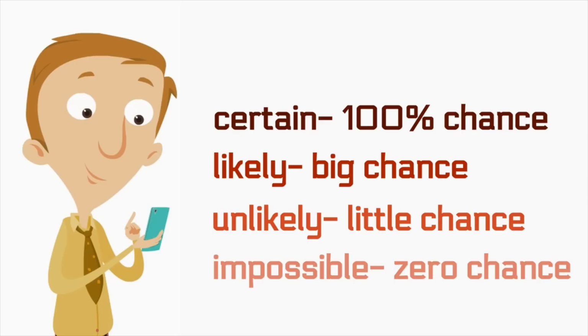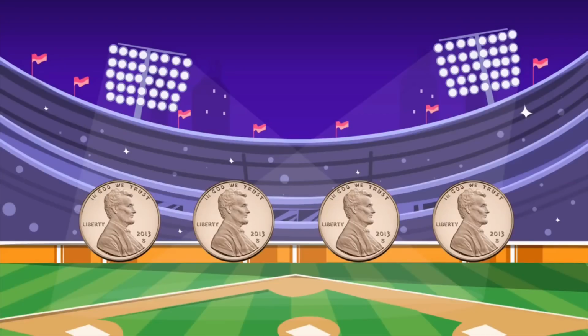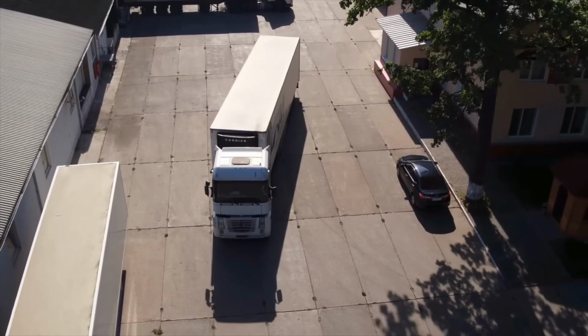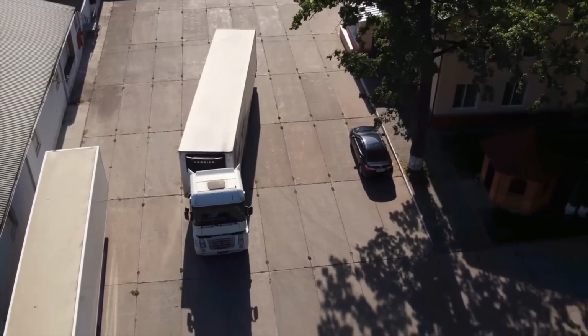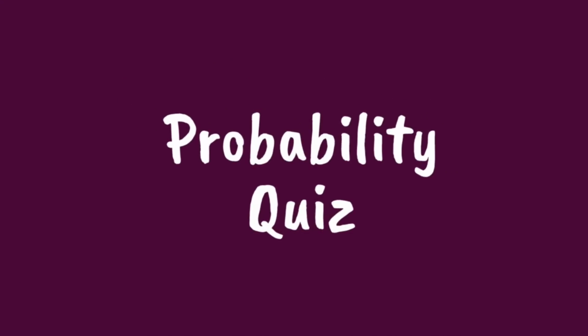Just like there was zero chance of me getting a green balloon at the store that day, that does not mean it will always be impossible. In fact, the probability or chance of something happening can change. Maybe you find another coin at the baseball game, a nickel this time. Or maybe a delivery truck arrives and suddenly I do have a chance of getting a green balloon at that store. Okay, now it's time for a probability quiz.